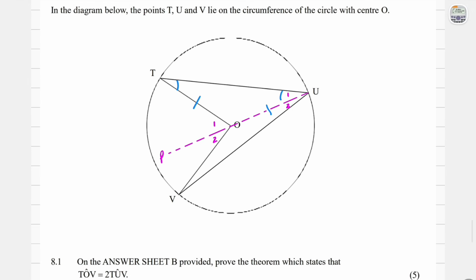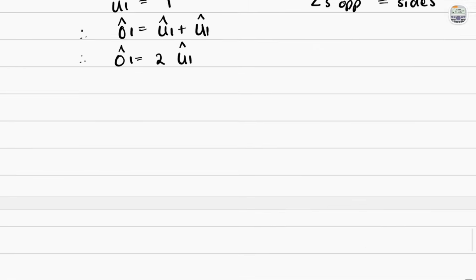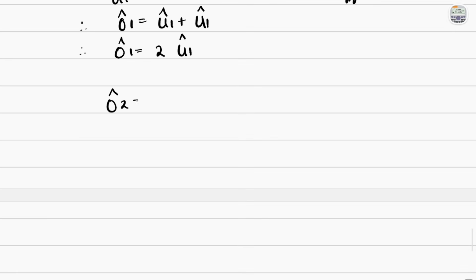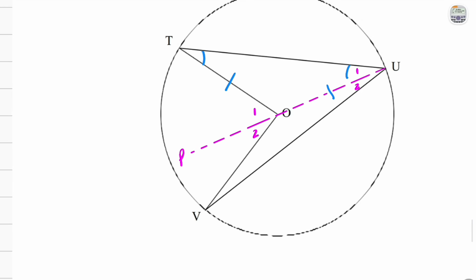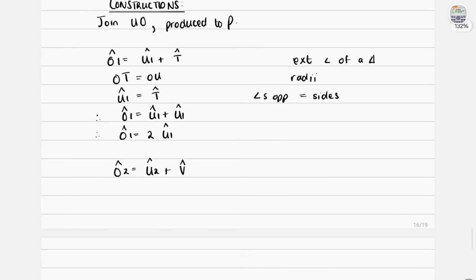Now we're going to do the same thing for this triangle that we see here, triangle VOU. You see that in this triangle, we have an exterior angle. And that exterior angle, angle O2, is equal to the sum of the two opposite interior angles. So we can start by saying angle O2 equals angle U2 plus angle V. And the reason for this is because we have the exterior angle of a triangle.